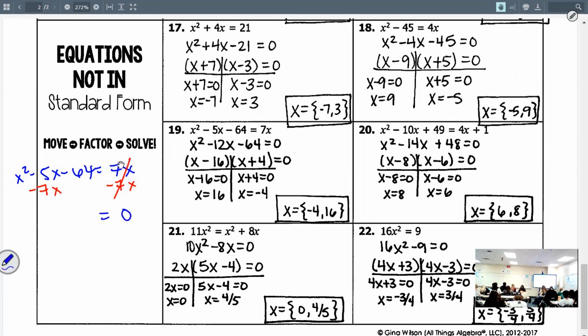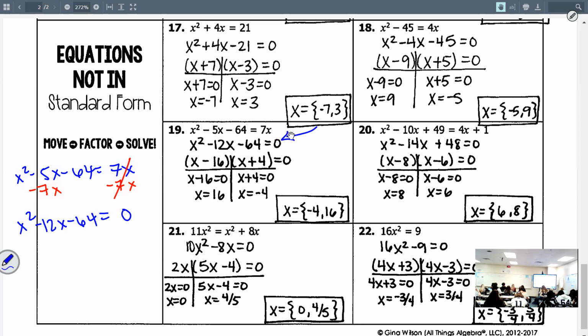All right, so the right side is now 0. The left side, I just need to combine like terms. So there's no like term for the x squared. For the x terms, there is. So it's negative 5x minus 7x. Negative 12x is correct. All right, so that's how they got this in their first step. They just moved it. All right, then from there, it's what we've been doing for the rest of the notes.